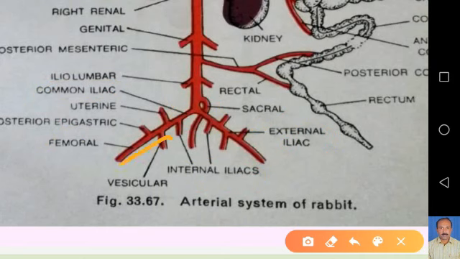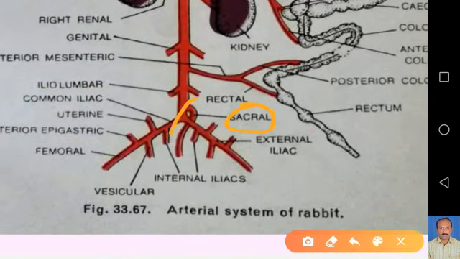A vesicular artery supplies blood to the urinary bladder, and a uterine artery supplies blood to the uterus in the female. Sometimes it may arise from the vesicular artery. It is absent in the male. Then posterior epigastric artery distributes blood to the ventral wall of the abdomen. There is a small thin median artery that arises from the dorsal side of the aorta a little in front of its bifurcation, which is called the sacral artery. It supplies blood to the tail.